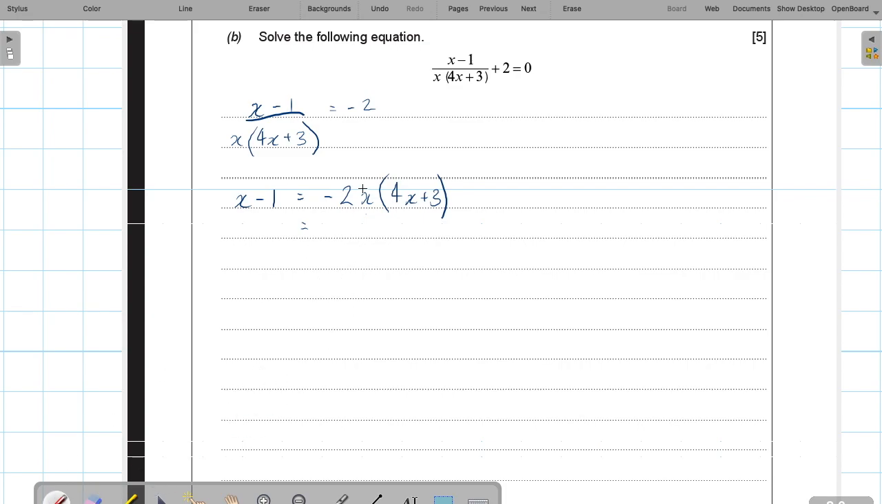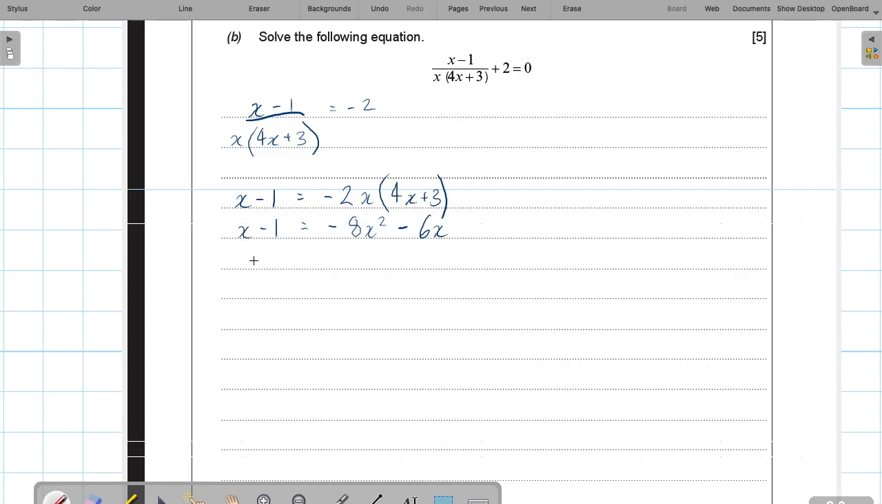So minus 2x times by 4x gives minus 8x squared. Minus 2x times by plus 3 gives minus 6x. And of course we still have that on the left hand side, nothing has changed there. So it'll be easier here to add across so we have more positive terms than we do negatives and don't get ourselves confused. So I'm going to add both sides.